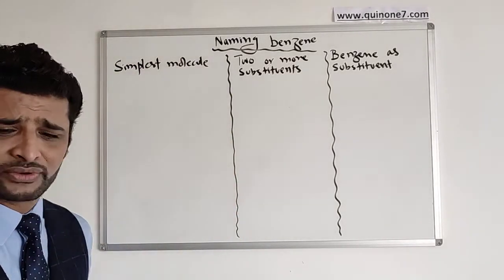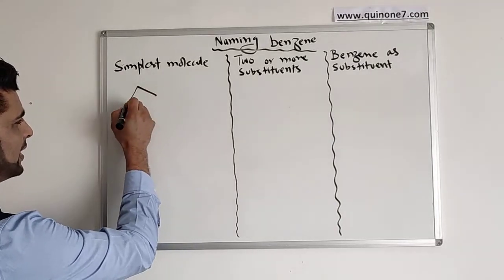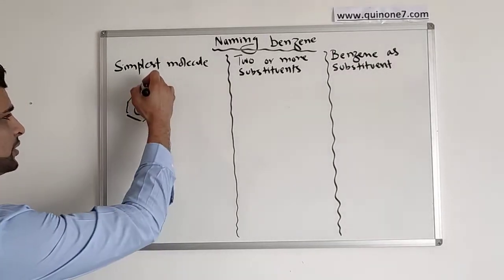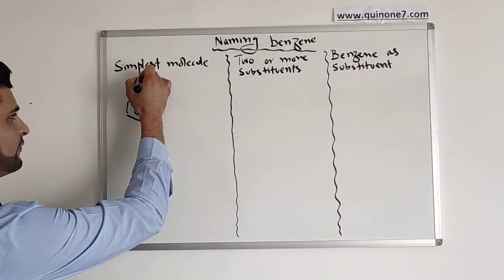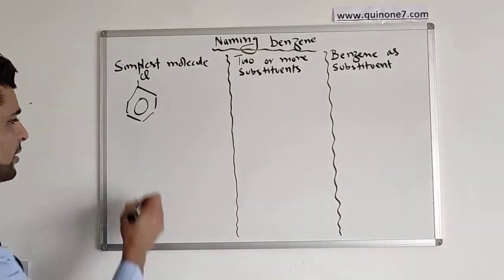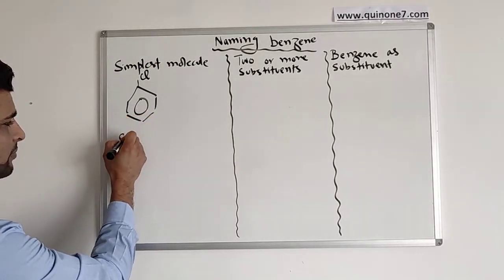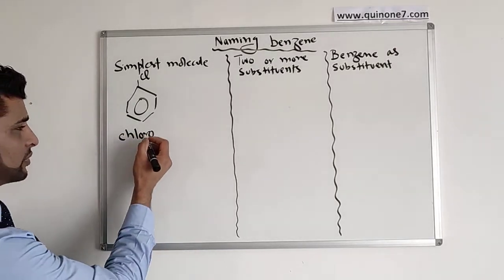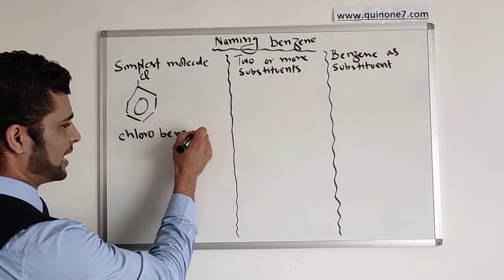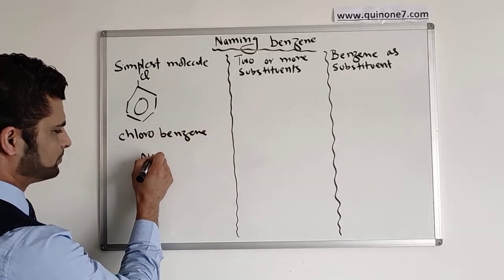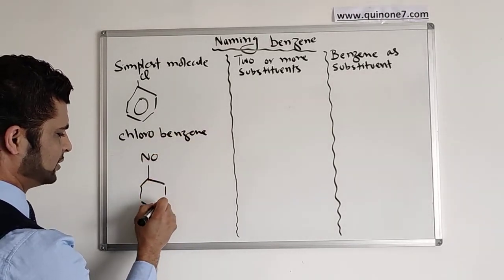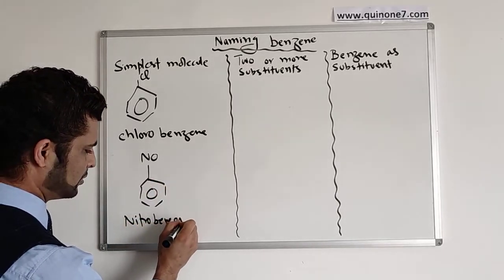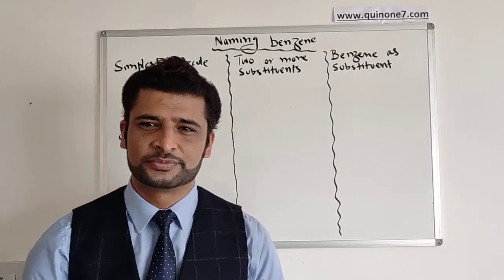If you have the simplest molecule, for example benzene, this is how you show the delocalization. If you have, for example, chlorine, you just write down the name of the substituent on the benzene ring as chloro, and then benzene as it is. The same goes for nitro. If a nitro group is attached, you can say nitrobenzene.